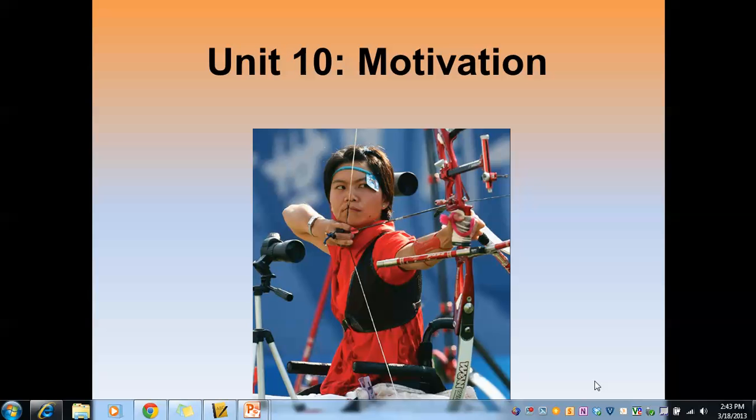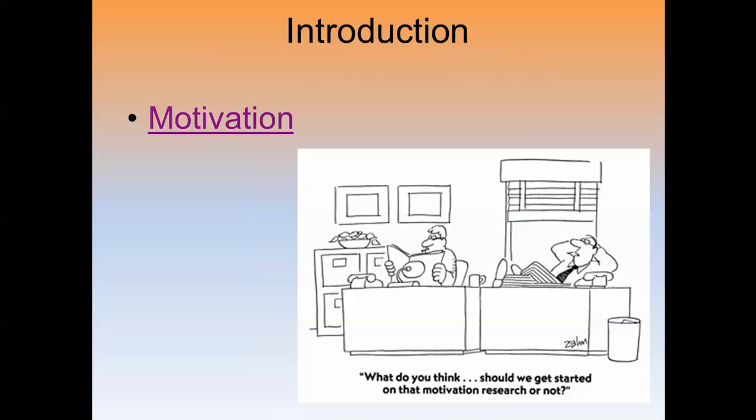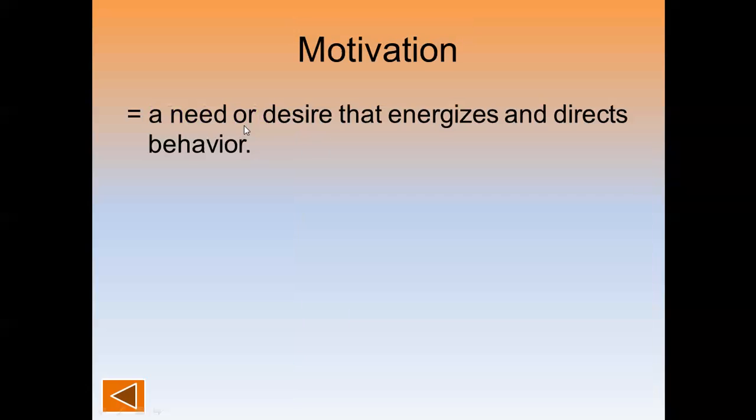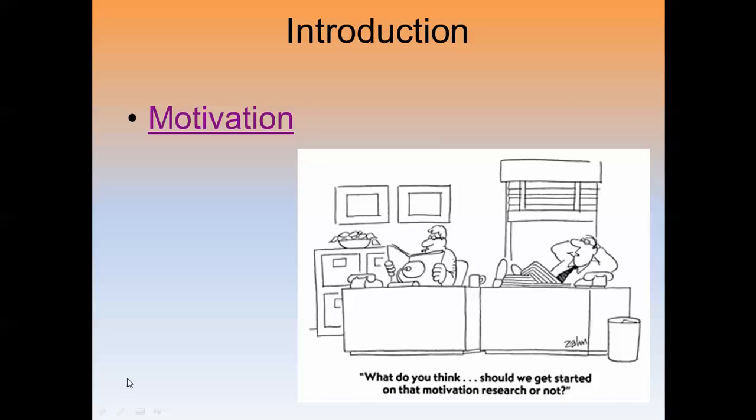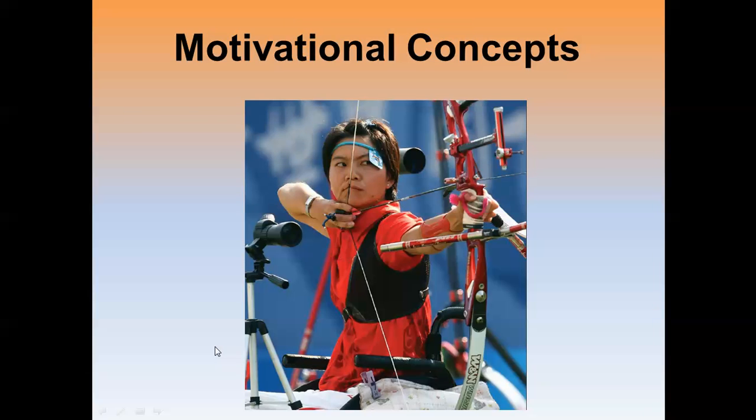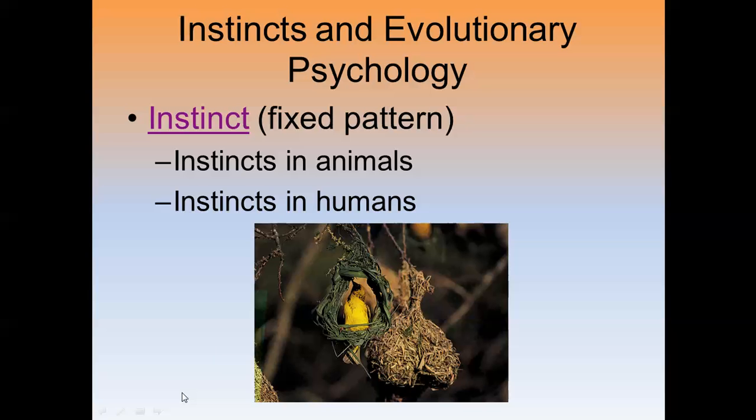Okay, Unit 10 is motivation, so let's jump right into it. Motivation is simply a need or desire that energizes behavior and directs it toward its goal. And there's 4 different perspectives that we can use for studying motivated behavior. And that is the instinct or the evolutionary perspective, which we're going to talk about first, the drive reduction theory, the arousal theory, and then Abraham Maslow's hierarchy of needs. And we're going to talk about all of these today.